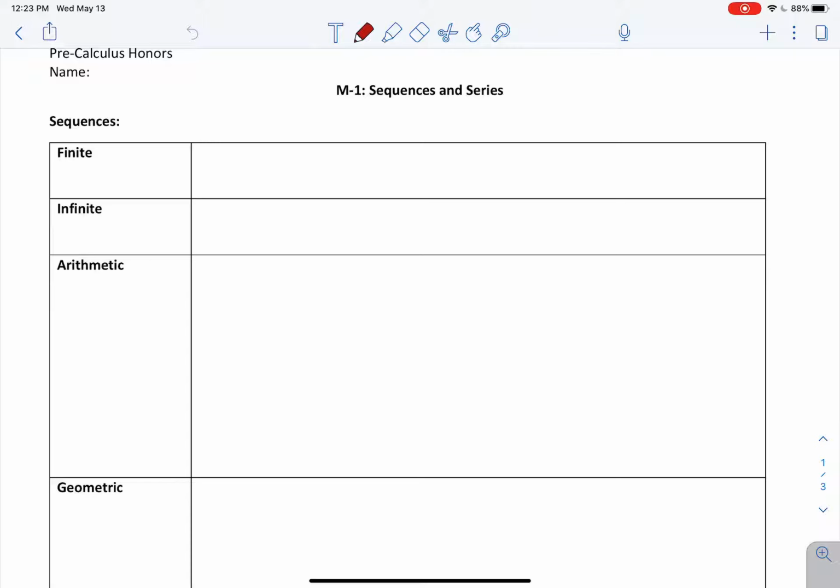So let's define it, right? A sequence is just an ordered list of numbers. You can have finite sequences, so that's an ordered list of numbers that ends at some point. That's finite. That has an endpoint, has an end. Right, so this could be 1, 2, 3, 4. Right, I ended it there. It's a set of natural numbers. It's a sequence, but I'm stopping it at 4.